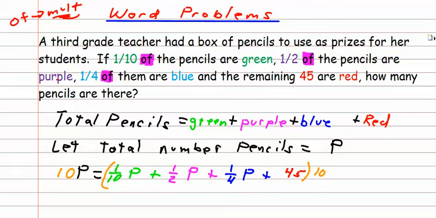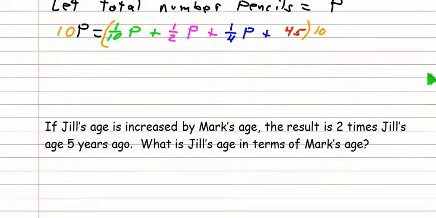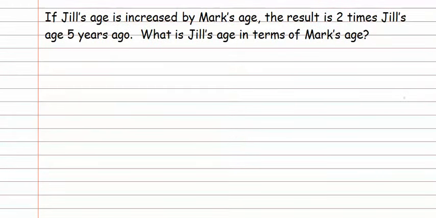I just want you to write the equation. I don't want to worry about solving it. The next problem talks about age. Jill's age is increased by Mark's age. So, we're not going to color code this, although we could use purple for Jill and green for Mark. Jill's age is increased, that means to add, by Mark's age.